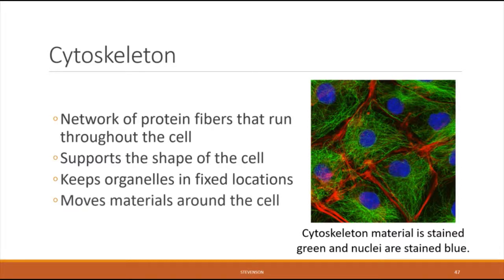However, the cytoskeleton can also help move materials around the cell by pushing them in a particular direction when need be. In this microscopy image right here, the cytoskeleton material is the stuff that is stained in neon green, whereas the nuclei of these cells are stained in blue and the walls are stained in red.